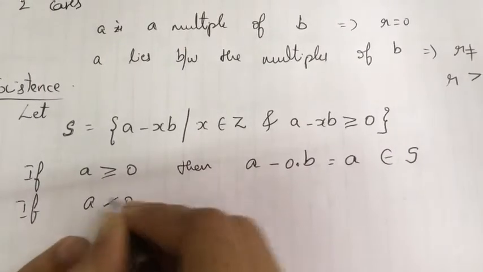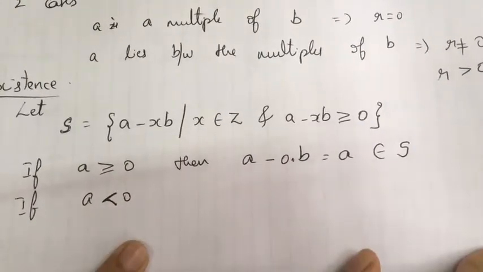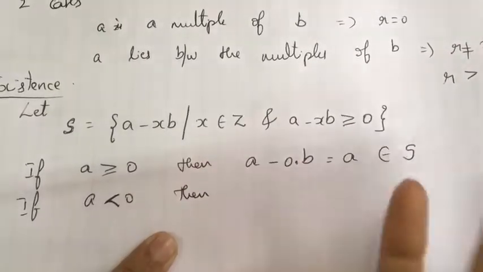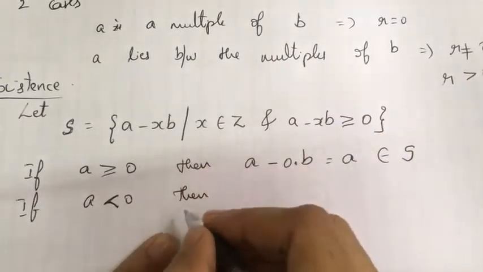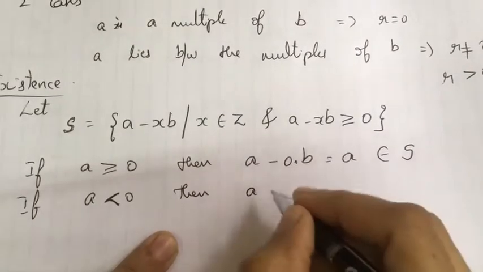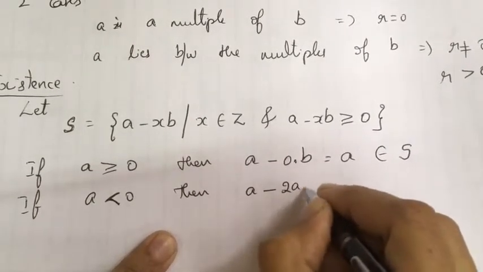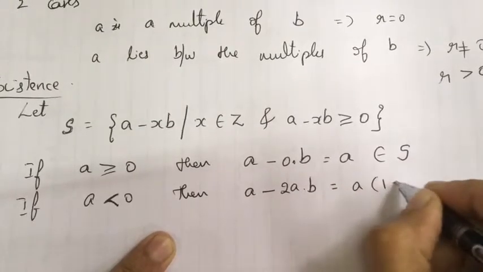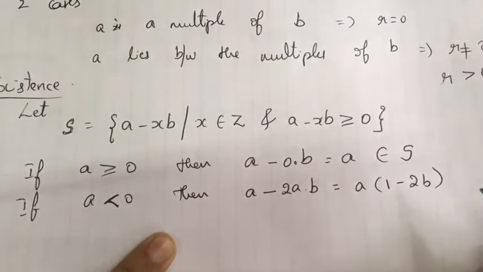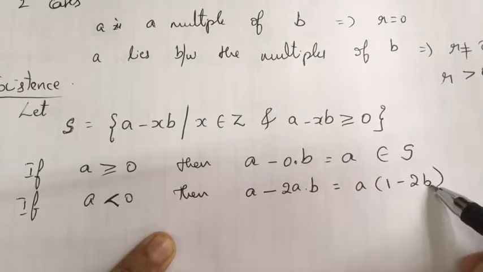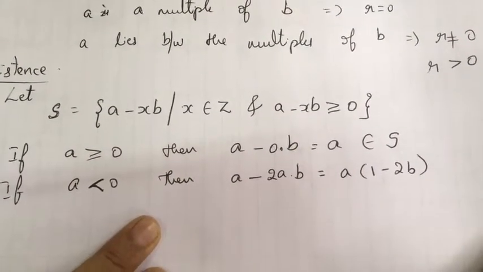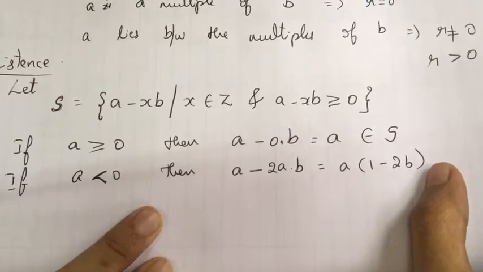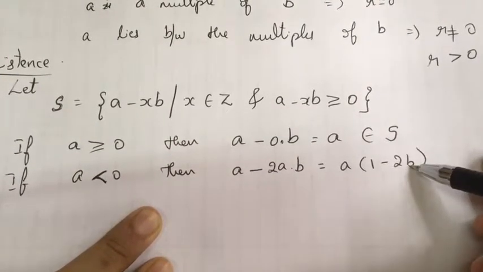And what happens if A is less than 0? If A is less than 0, then say for any integer x, say it's a multiple of A, suppose 2A, then A minus 2A into B will be A into (1 minus 2B), right? I know that B is greater than 0, it is given in the statement for any integer A and B with B greater than 0.